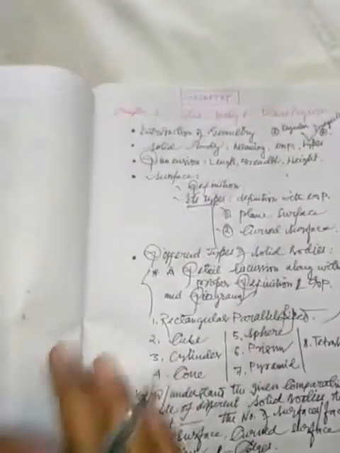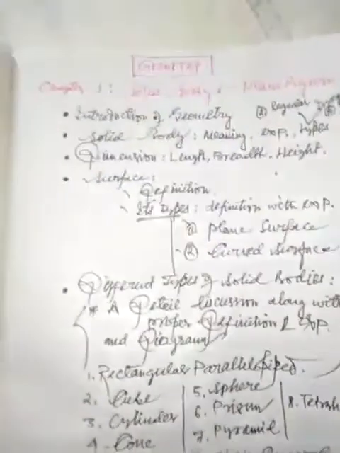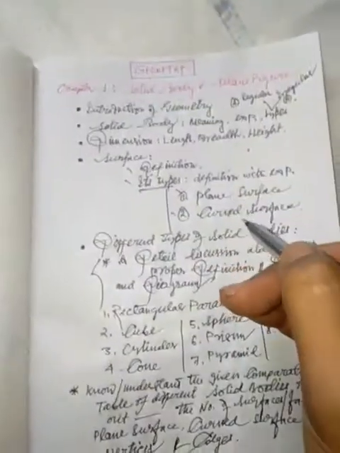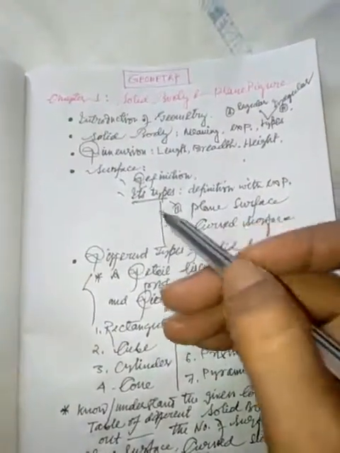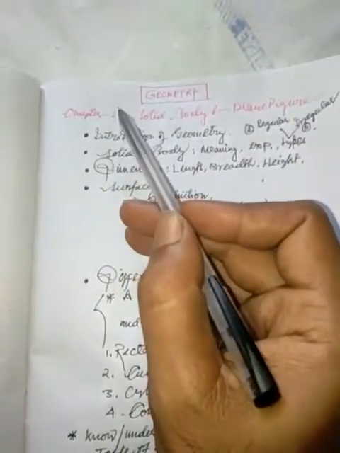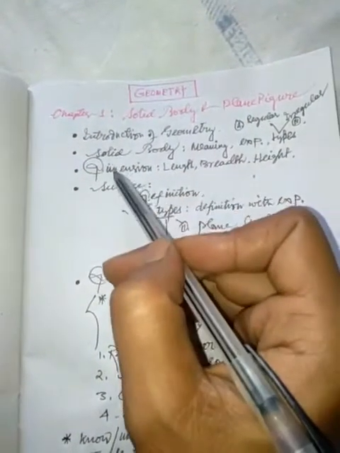Now I am moving to the geometry. That is the second part of math. You have to read for your second term examination, and there are 3 chapters. First chapter is solid body and the plane figure.